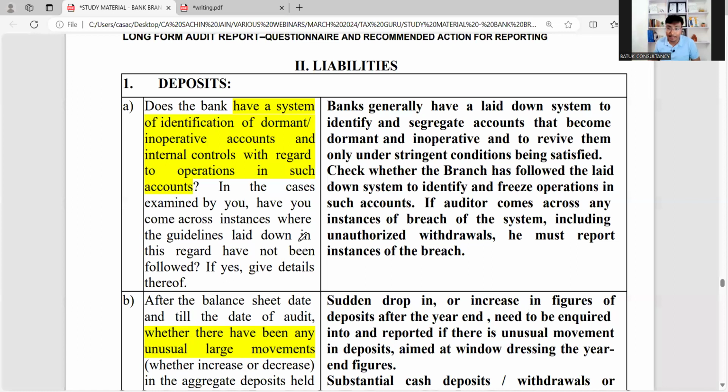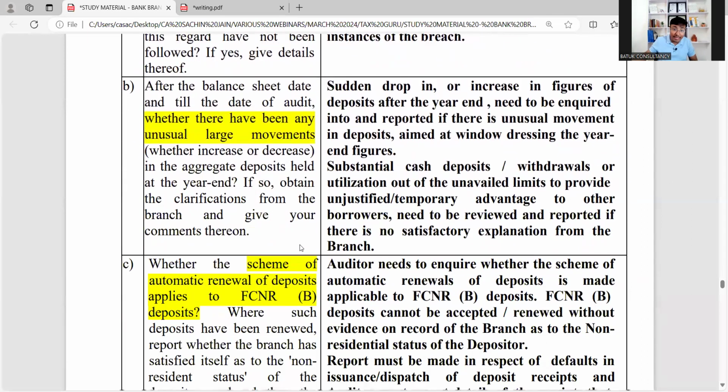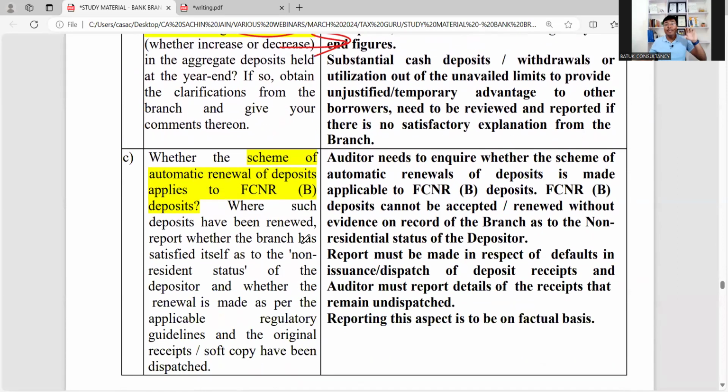If there are any liabilities, meaning deposit-related accounts, these are a liability for the bank. So if there is any dormant account, or if it has become active, we need to randomly check the file to see that proper documentation has been submitted and the transaction has been done. If there is any large deposit, we are going to check whether there is any specific account of a foreign resident, that means a non-resident Indian. In that case we are going to check the thing very carefully.